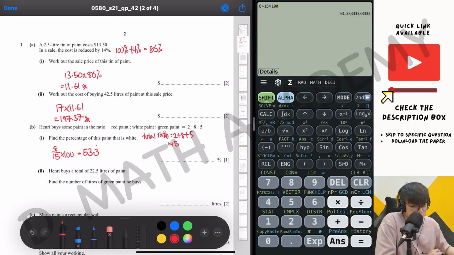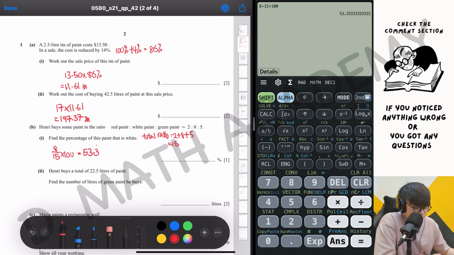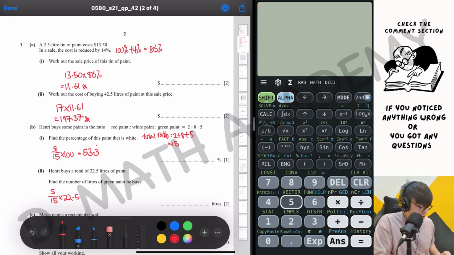Okay. So for part 2, they were asking about Henry buys a total of 22.5 liters of paint. Find the number of liters of green paint that he buys. So in terms of liters, instead of multiplying it with 100, the green paint ratio is actually 5 over 15, and then multiply it with 22.5. Then you should be able to get your answer here. So it's approximately 7.5 liters then.